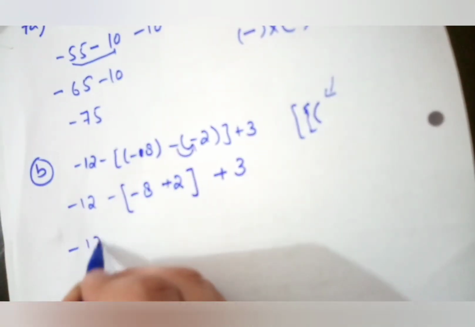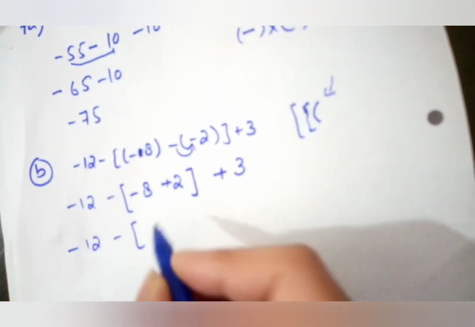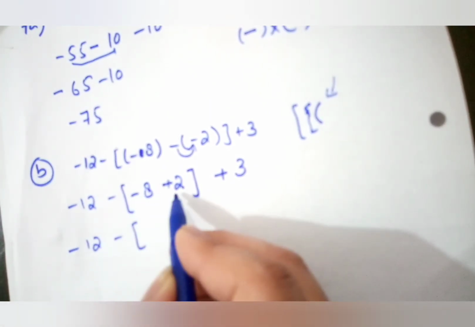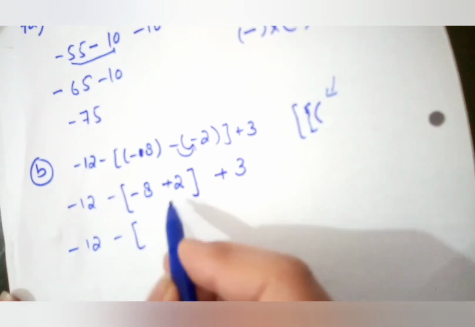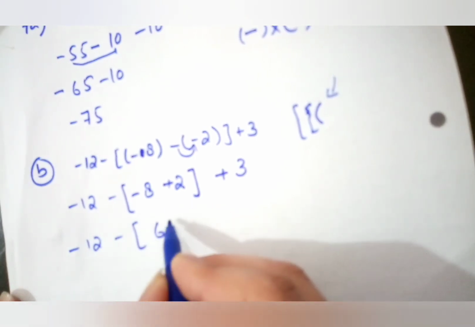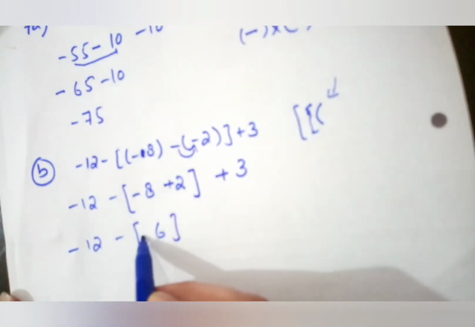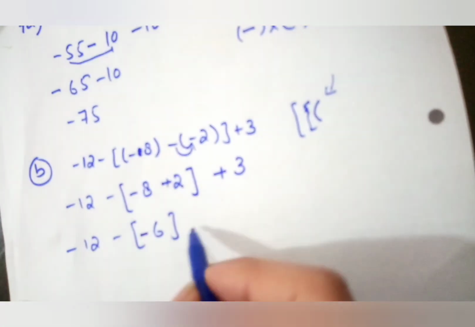Now we have only one bracket in this question, the square bracket. So firstly we have to solve this square bracket. Minus 8 plus 2, with plus and minus signs, the terms are going to be subtracted. So 8 minus 2 will become 6. And what will be the sign? The sign of the greater term. 8 is greater, so we have to put that sign.